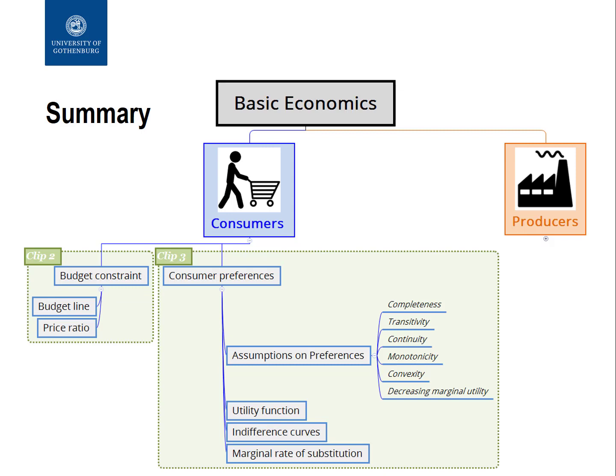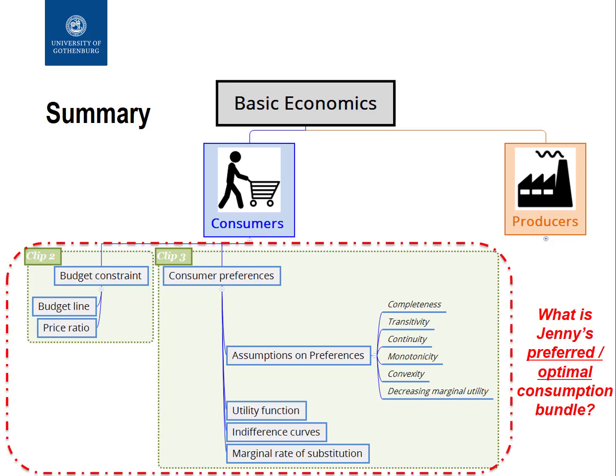To sum up this podcast, we got an overview of consumer preferences which rely on 6 assumptions. Indifference curves are different levels of utility, and their slope corresponds to the marginal rate of substitution in absolute value. In the next podcasts, we will draw upon the 2 first podcasts in order to answer the question and see what is Jenny's preferred or optimal consumption bundle. Equivalently, what are the optimal quantities of good 1 and good 2 that she will consume given her income and the prices of these goods?